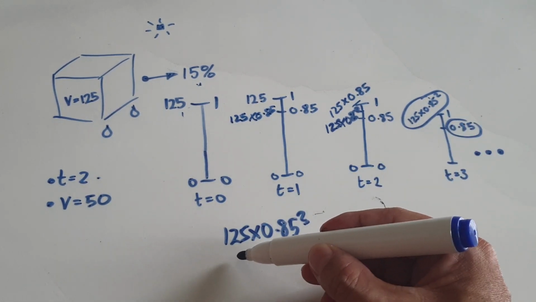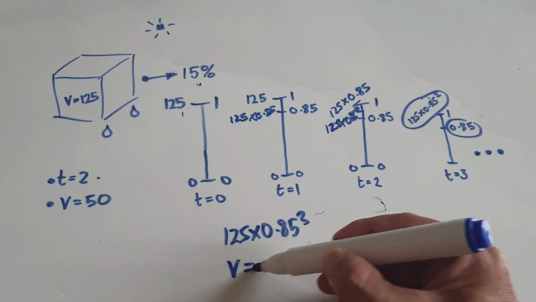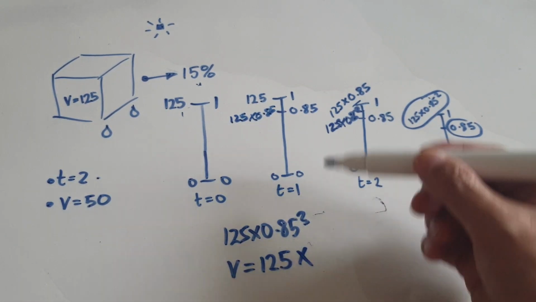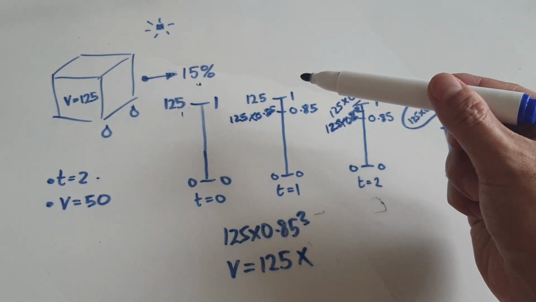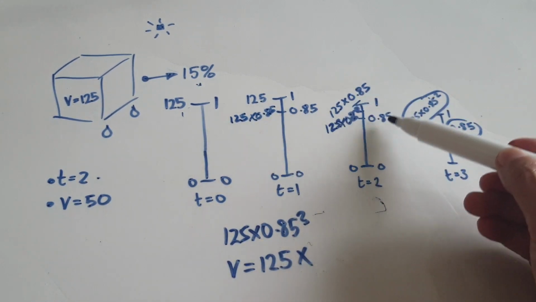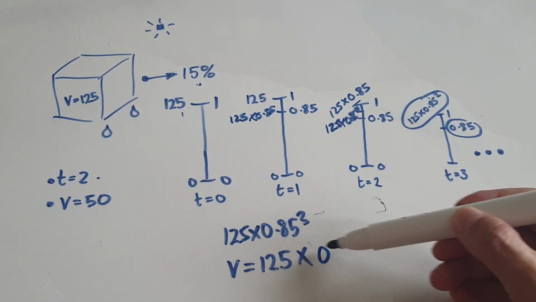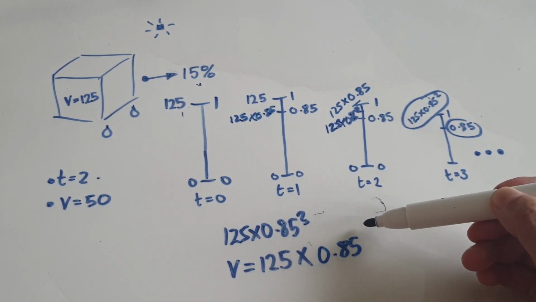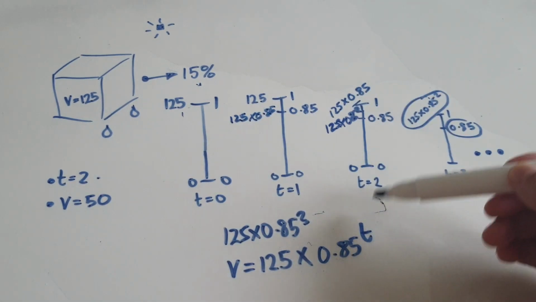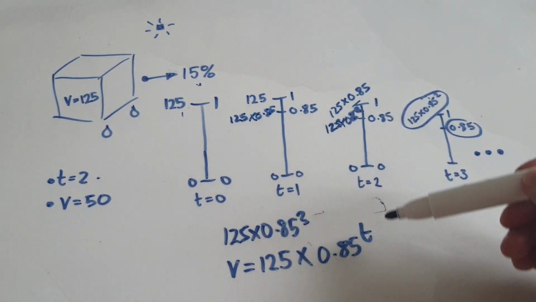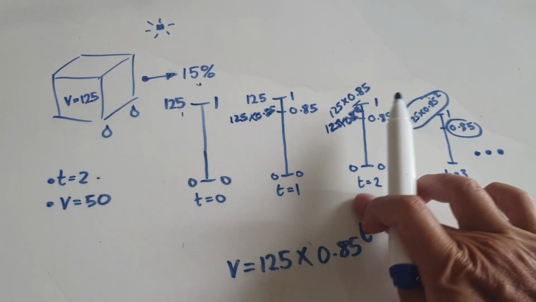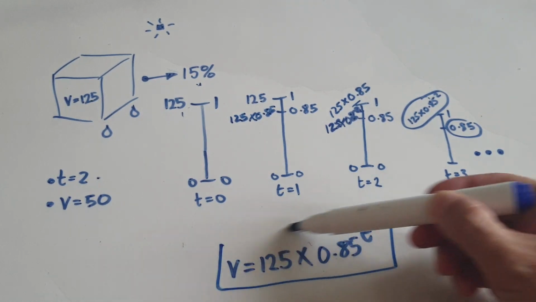So really, the formula for it would be the volume equals your initial amount, which is 125, and then times, notice that when you lose 15%, you're going to times by 0.85 each time. So it would be 0.85 to the power of t. When t is 1, this would be 1. When t is 2, this would be 2. When t is 3, this will be 3. So basically, this is a magical formula to work out the volume at any given time.